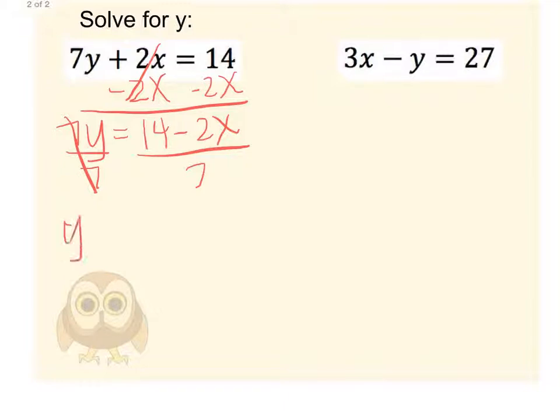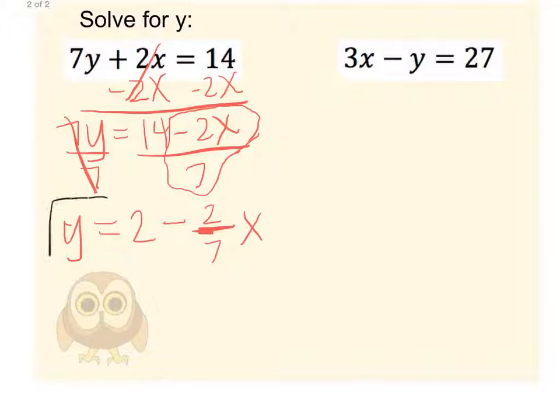So that leaves me with y is equal to, so I first do 14 divided by 7, that gives me 2. And then this negative 2x divided by 7 here doesn't simplify to anything else nicely, so I'm going to leave it as minus 2/7 x. And that would be my final answer.